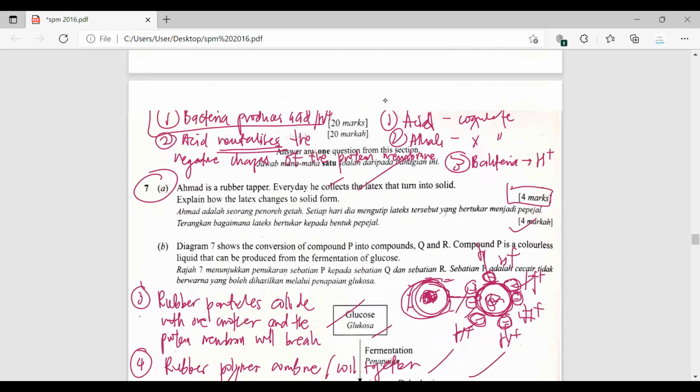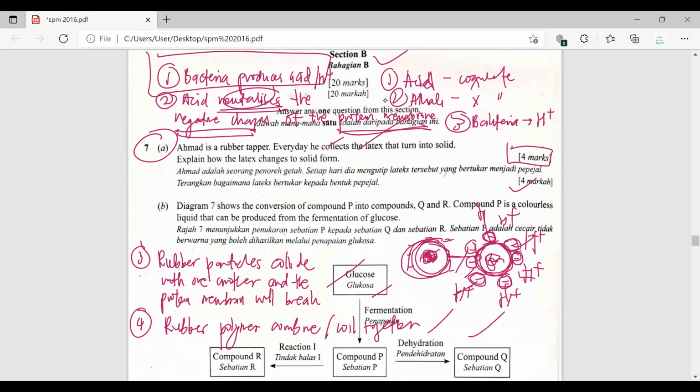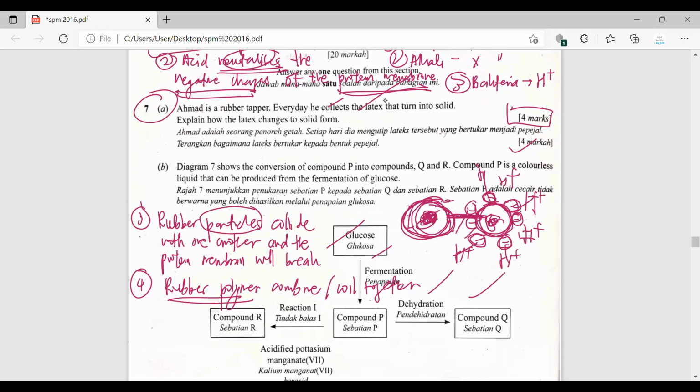So these are the keywords that you must have. Neutralizes, protein membrane, must have this word. Neutralizes what? Cannot say neutralize the protein membrane. Neutralize the negative charges. Students will get wrong if they say this, the rubber polymer. Polymer is not on the outside. So many students got wrong. You need to know the rubber particles is the big one. They are the one colliding. The rubber polymers are the one inside. So these are keywords that you must take note. You cannot get it wrong.